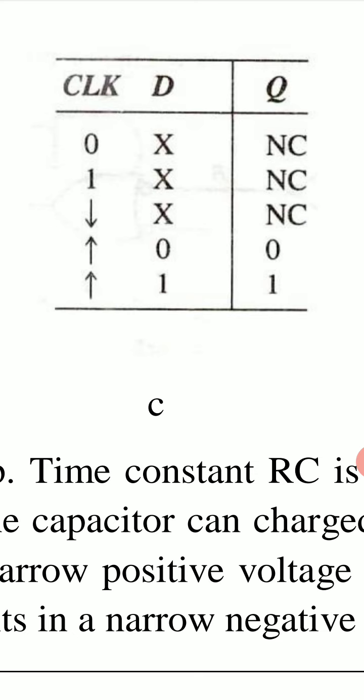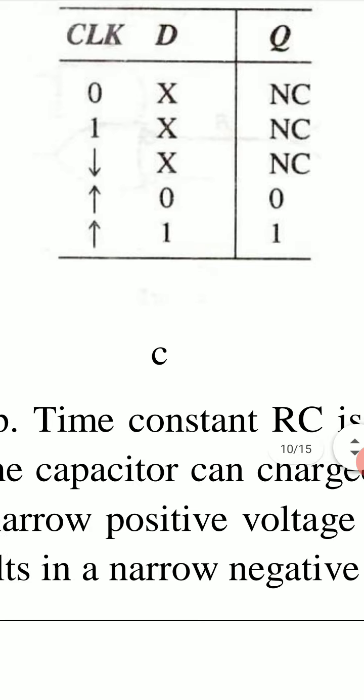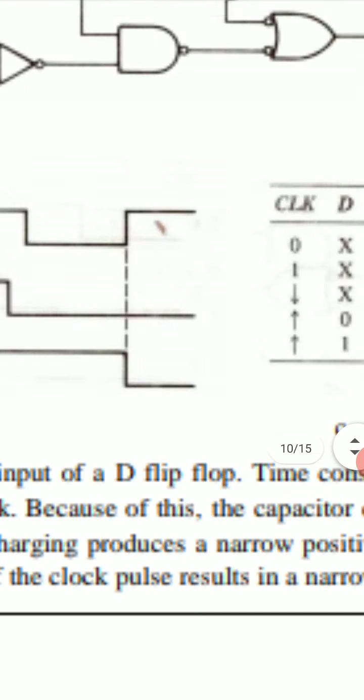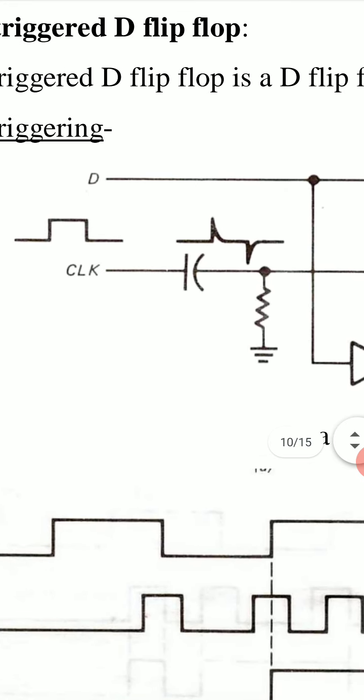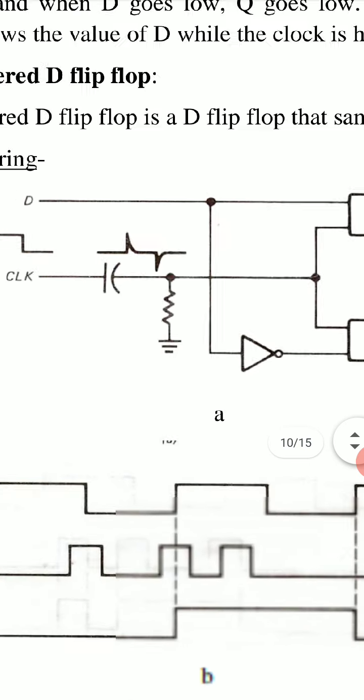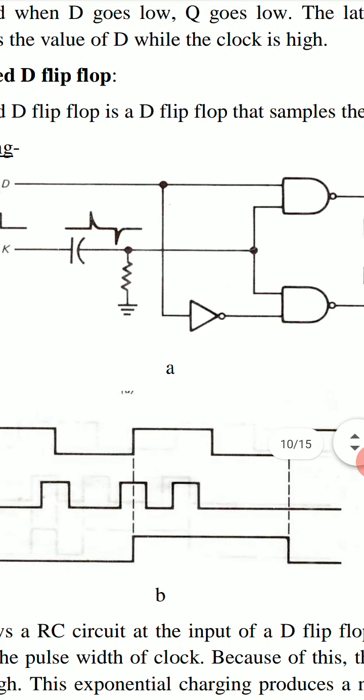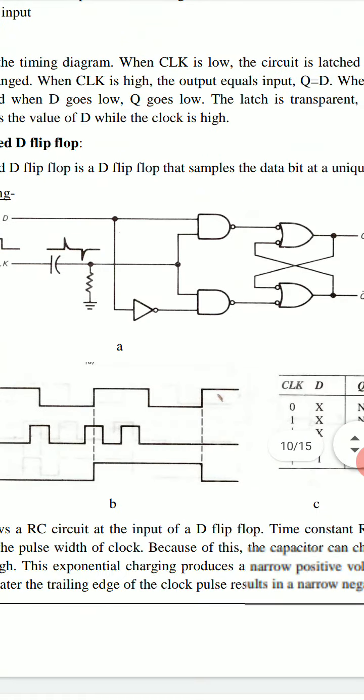Last two entries show positive edge of the clock, and for this positive edge of the clock, when D is 0, Q is 0, and when D is 1, Q is 1. In this way, this edge triggered, positive edge triggered D flip-flop works.